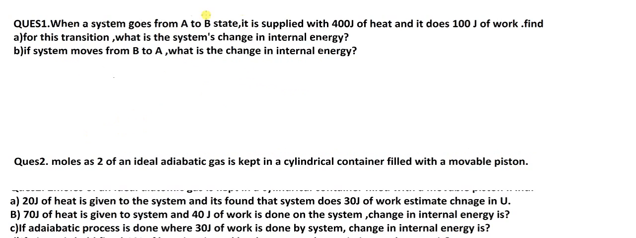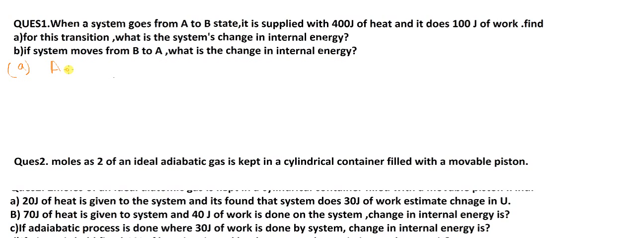The first question says that when a system goes from A to B state, it is supplied with 400 joules of heat. Supplied, and it does 100 joules of work. Now we have to find for the A part, for this transition, what is the system's change in internal energy.